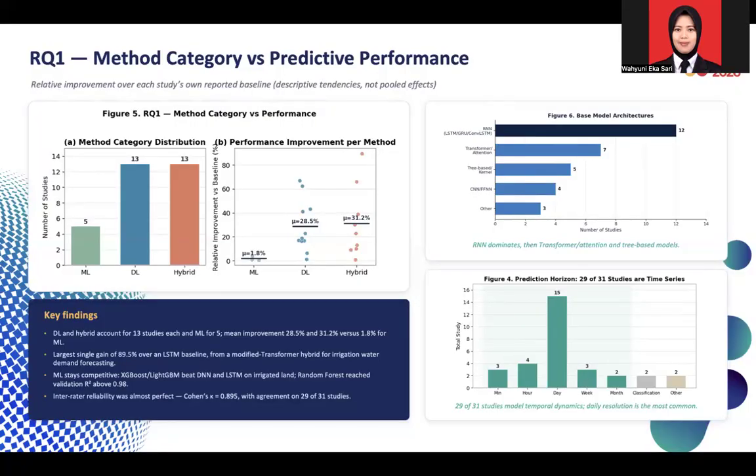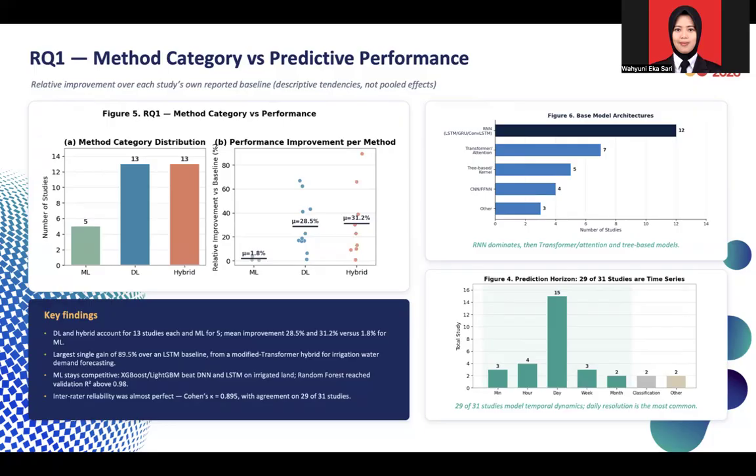The largest single gain was 89.5% over an LSTM baseline, from a modified transformer hybrid for water demand forecasting. Among best architectures, recurrent networks dominate, followed by transformer and attention-based models, then tree-based models. But in practice, machine learning stays competitive.